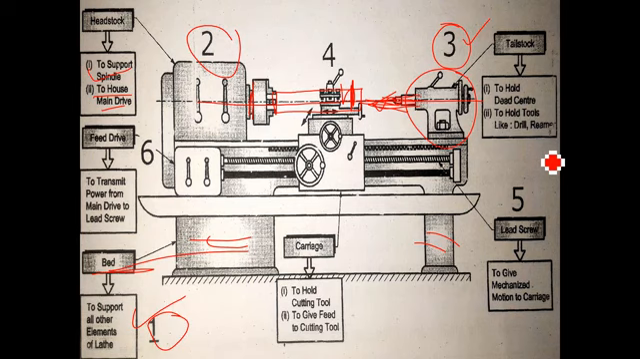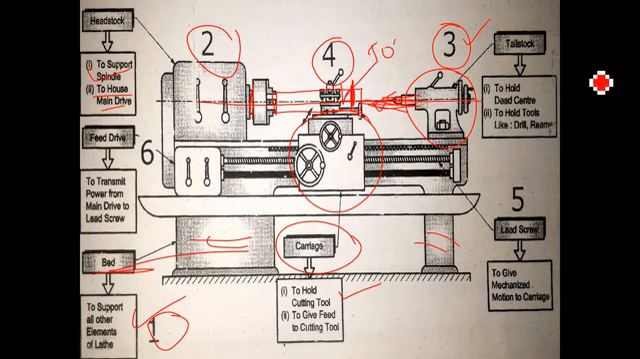Next one is this. This whole structure can be called the carriage. Again, this carriage consists of different parts. We'll see the function. To hold the cutting tool is the basic function of this part called the tool post. So the function of the tool post is to hold the cutting tool.